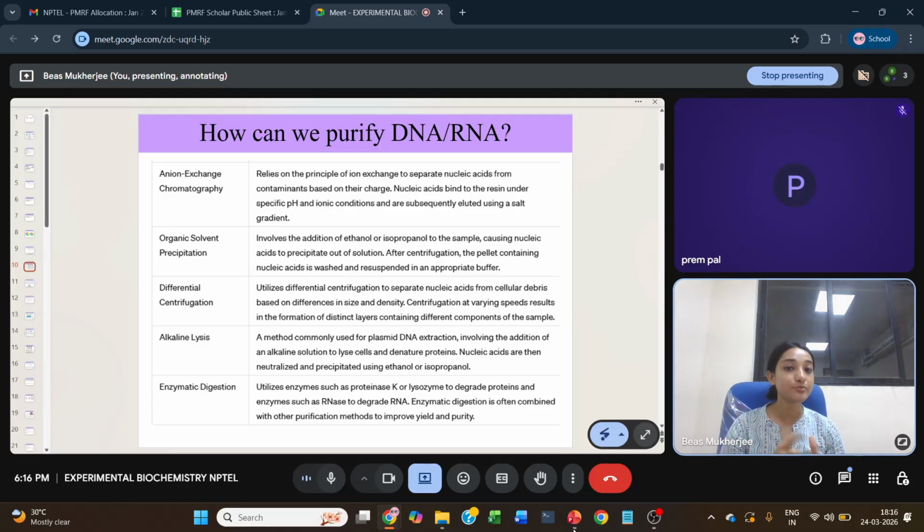Enzymes such as proteinase K and lysozyme can be useful for degrading the proteins, and enzymes such as RNases are useful to degrade RNA. So you get only DNA.